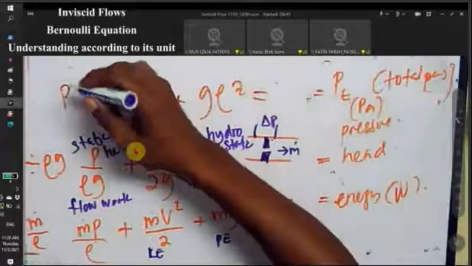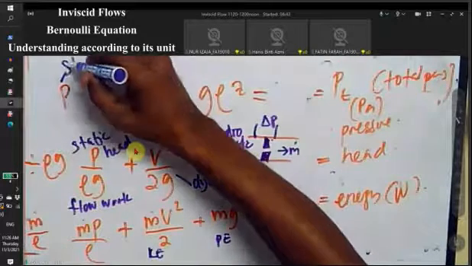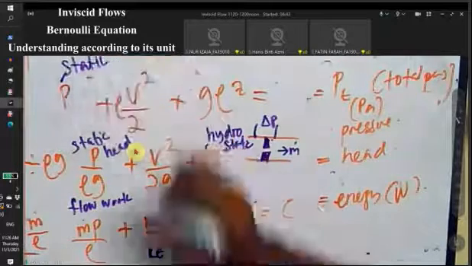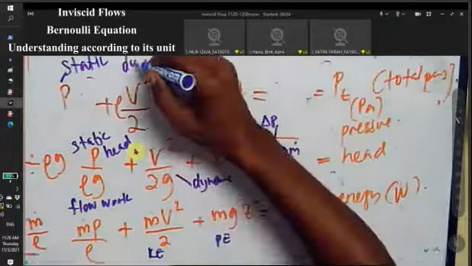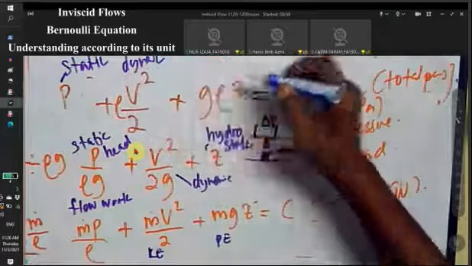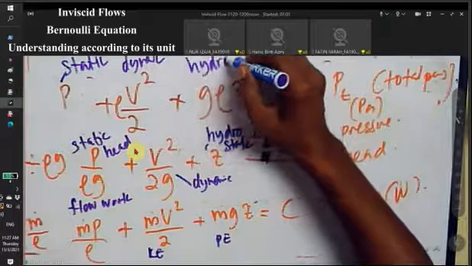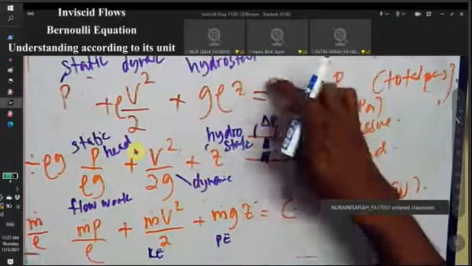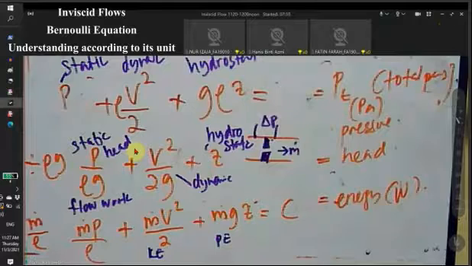What about this one? We can call it static pressure, right? And then we have this dynamic pressure, and then we have this hydrostatic pressure, right? What is the hydrostatic pressure? You should refer to your quiz, I think last week's quiz.